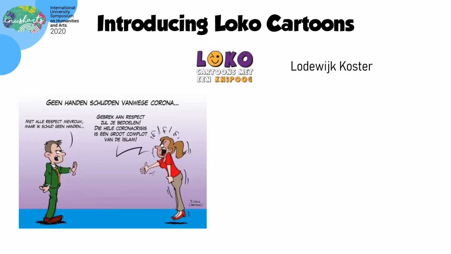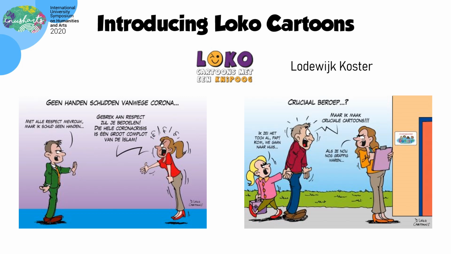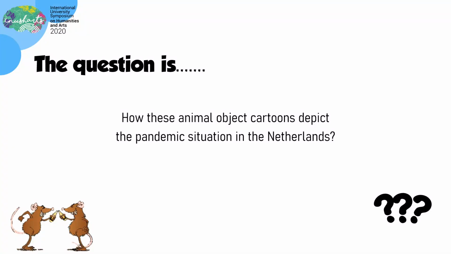During the pandemic, he tried to portray the change of situation in society by cartoons. His idea to portray a pandemic situation in cartoon is stated in his website: whether intended or unintended, we all love humor in times of crisis. So also with COVID-19. We need corona humor right now. Thus, this research uses Koster's work, specifically those cartoons which use animal as characters. The question is, how do these animal object cartoons depict the pandemic situation in the Netherlands?